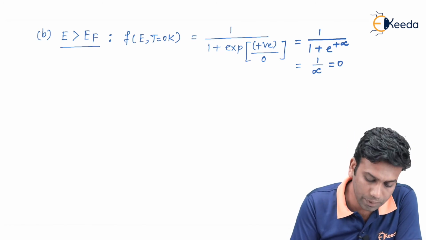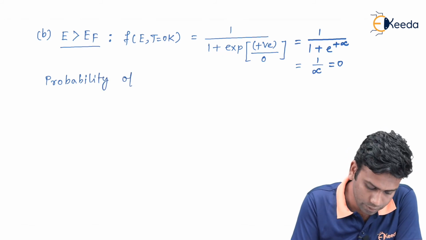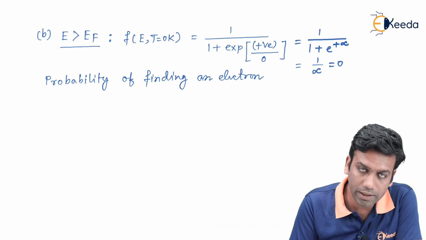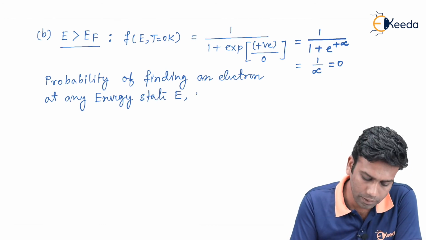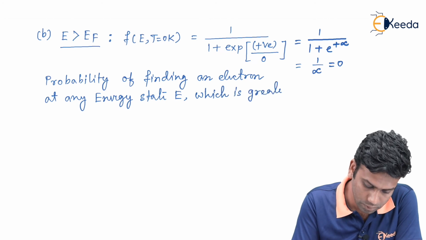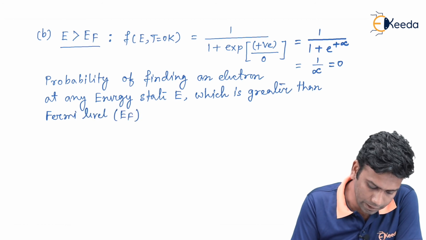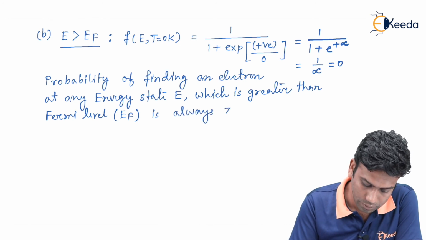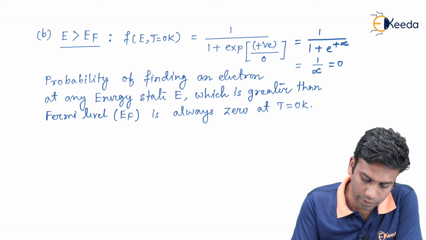That means the probability of finding an electron at any energy state E which is greater than the Fermi level, that is capital EF, is always 0 at temperature equals to 0 K.